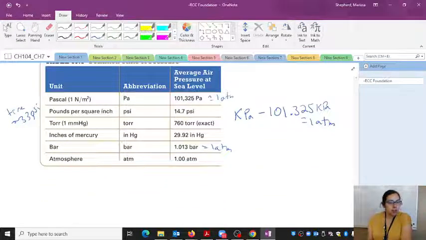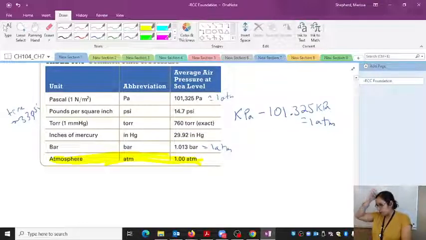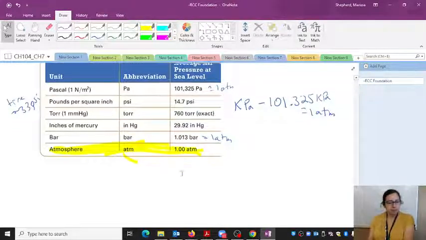Most of the time, and I'll point out when it's okay to be in other units, this is your safest unit. So atm will crop up in other areas, and we also have the combined ideal gas law, which we'll discuss. But this is going to be the unit that you want to be in.